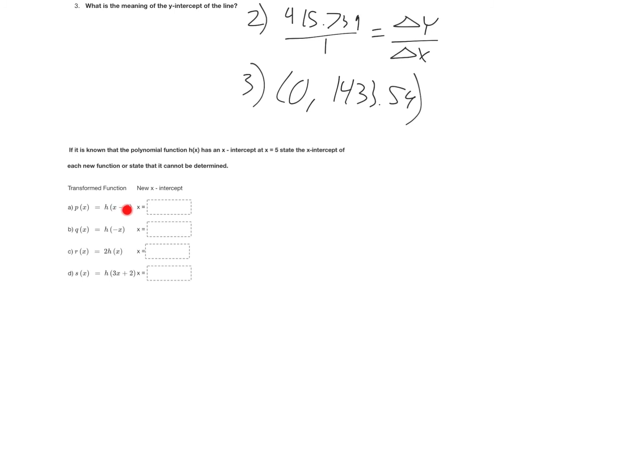Okay, putting a -2 inside the function, that's going to be a horizontal shift of 2 units to the right. Inside the function, it's horizontal and the opposite. So it looks like -2 would go left, but it actually goes right. So this would be x equals, was 5, 2 to the right, 7.